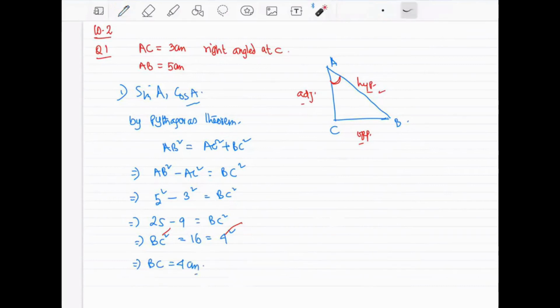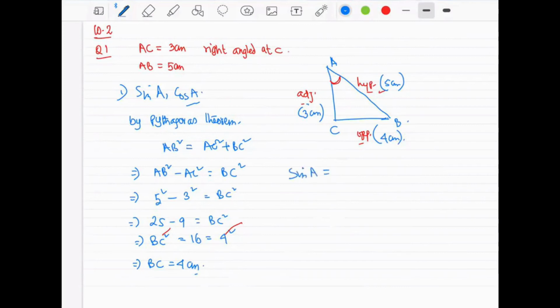Now we have all the sides. We have got AB and AC given, and we have found out BC. So hypotenuse AB, it's 5 centimeter. And what about the adjacent? It's 3. And what about the opposite? It's 4.